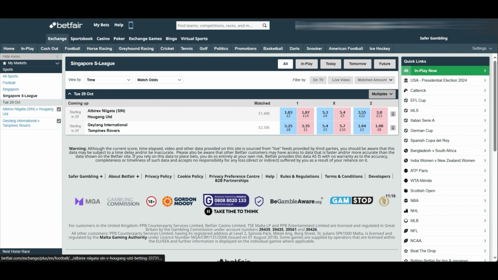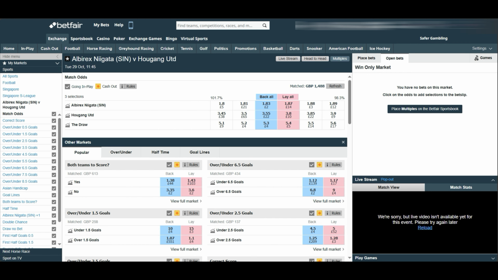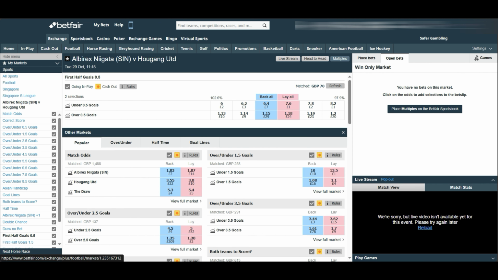In this market, we're backing that there'll be at least one goal scored within the first half. Now here's where the timing and patience comes into play. Our entry point is key. We're looking for odds of 1.35 or above before placing our trade. Often the odds in the first half 0.5 goal market start very low, somewhere between 1.2 and 1.3 at kickoff. So we don't jump in too early.